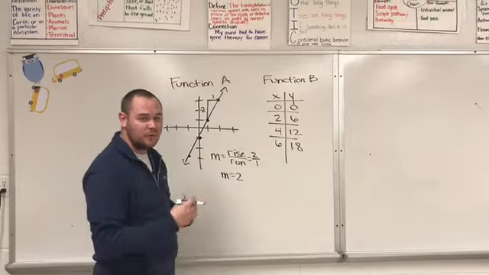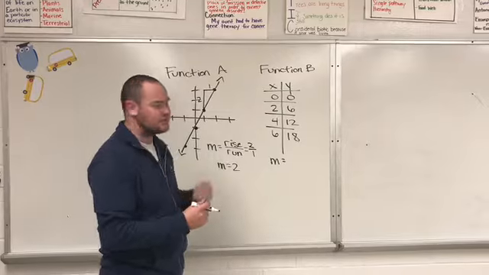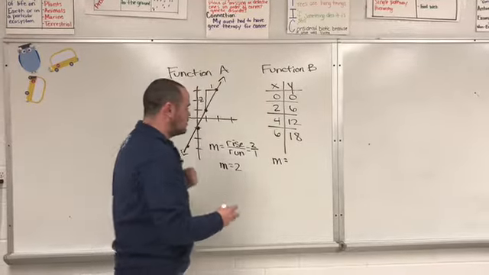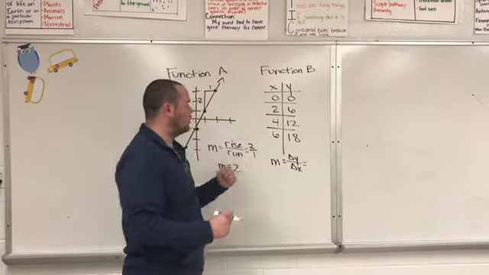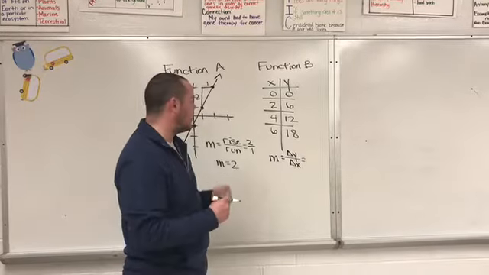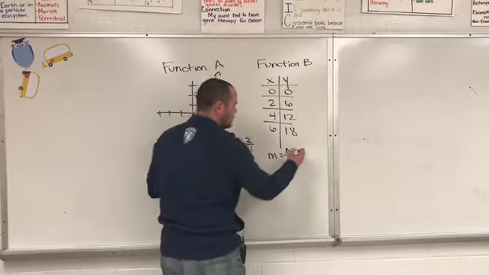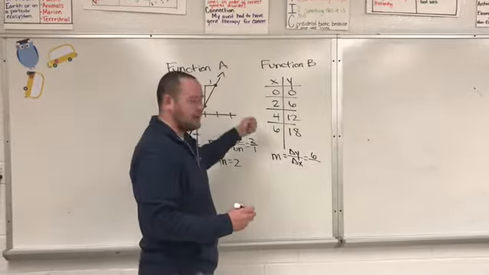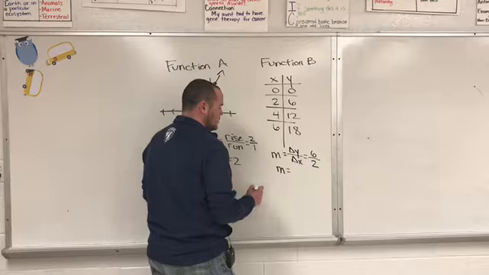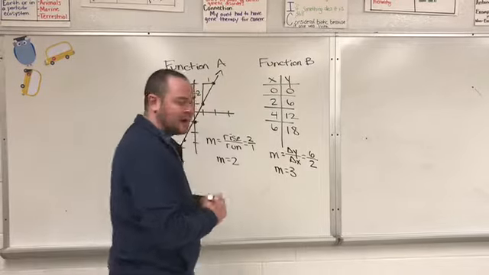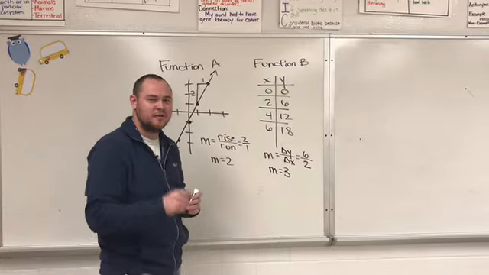Then on function B, we want to do the exact same thing. But since it is in a table, we can't do rise over run, so we're not able to count the actual spaces. For a table, we use the formula change of y over change of x. What we're looking at is what are my y values doing divided by what are my x values doing. I see my y values, 0, 6, 12, and 18. Those are going up by 6. Over my x values, 0, 2, 4, and 6, they're going up by 2. Then I can reduce my fraction. 6 over 2, we know is 3. And now I can compare the two functions as a whole. Function B has the greater rate of change, and now you know more.